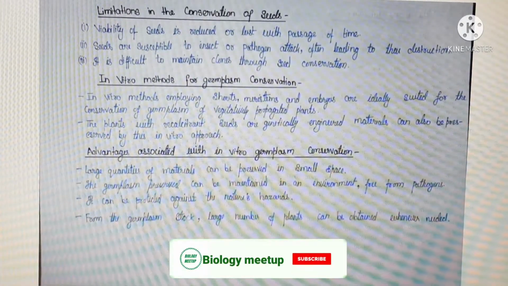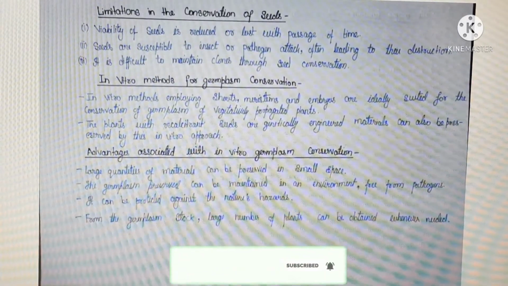This is all about today's topic, that is germplasm conservation and its types.